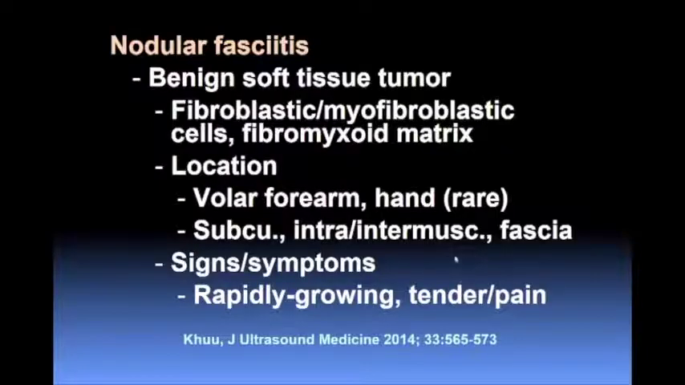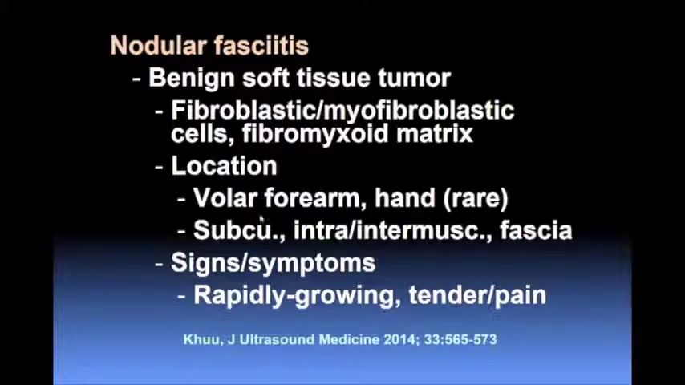Nodular fasciitis is something that's rather interesting. I've had a few patients over the years where we've put this in the differential, and in the case I'll show you, we were able to get pathologic proof, but it is a benign soft tissue tumor. And they're composed of fibroblastic, myofibroblastic cells with a fibromyxoid matrix. And typically they're located on the volar aspect of the forearm, which is where I've seen about 3 of these. They're rather rare in the hand itself.